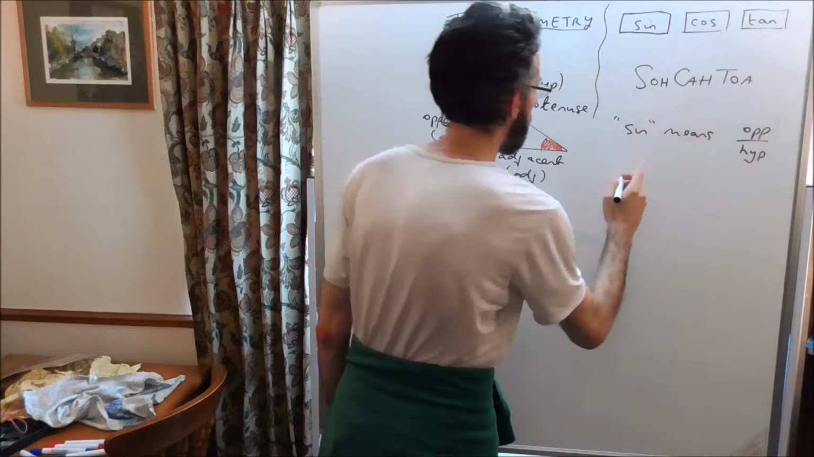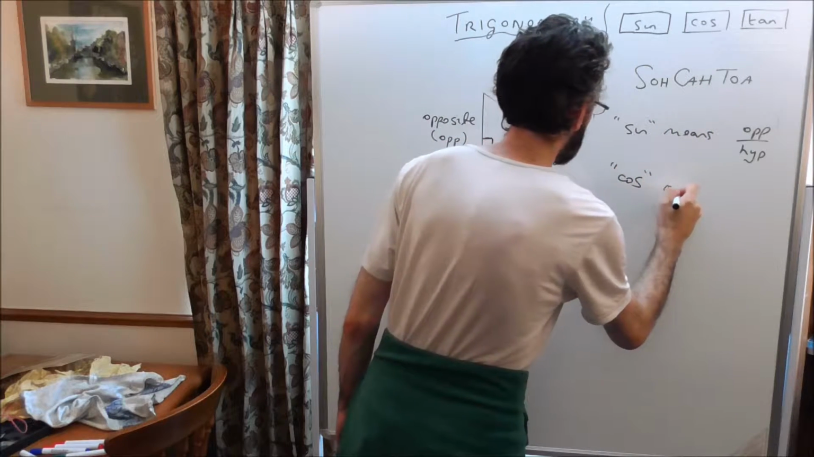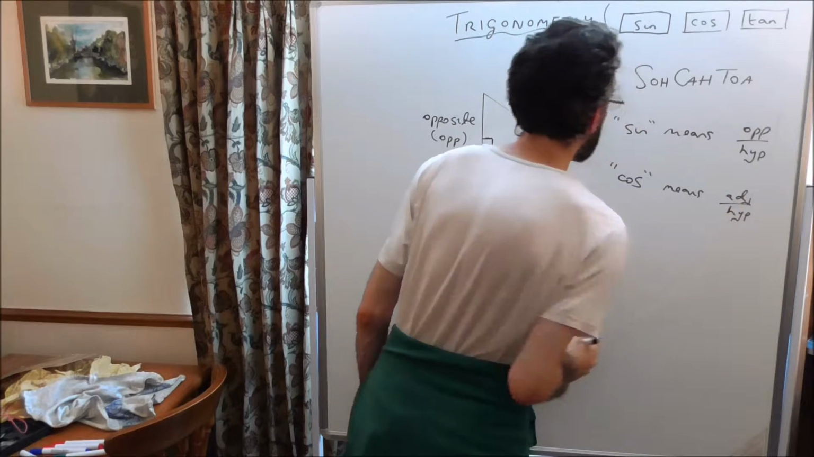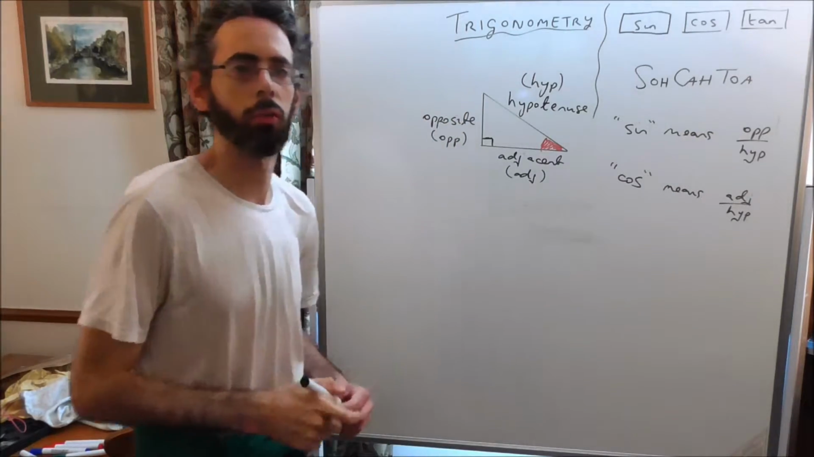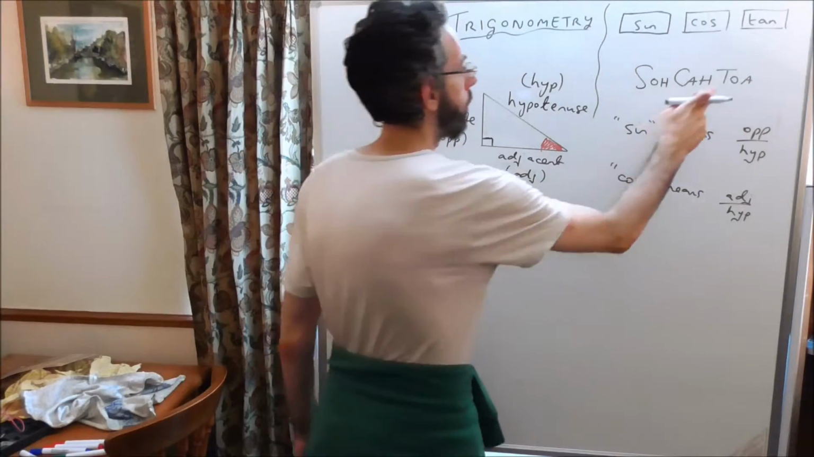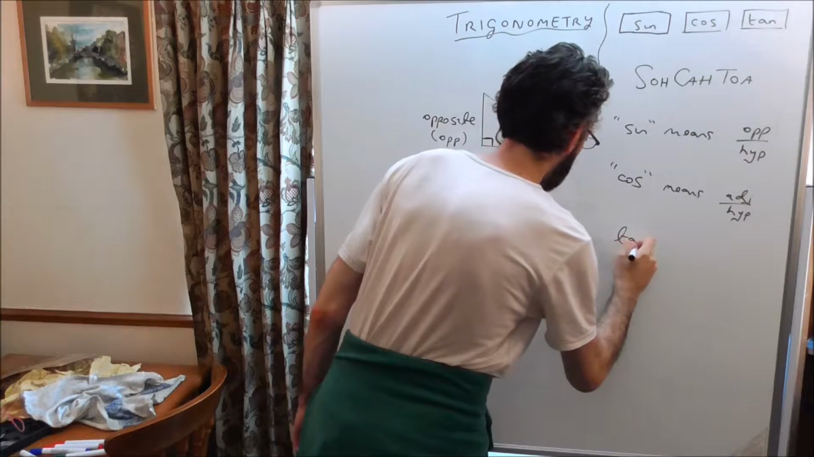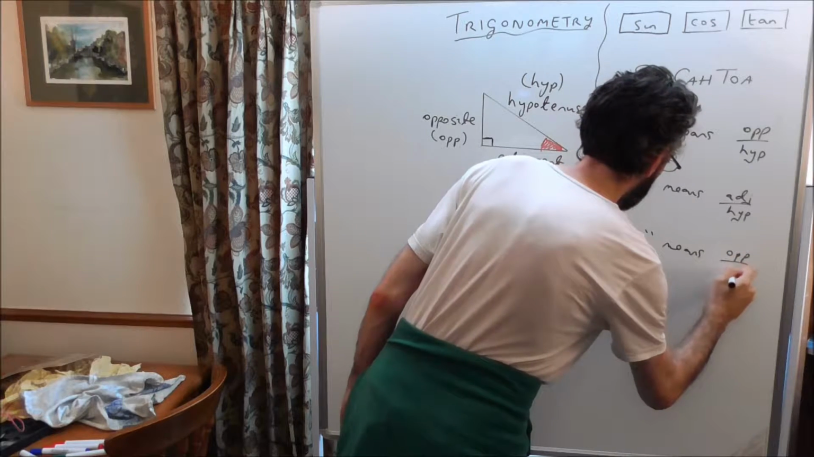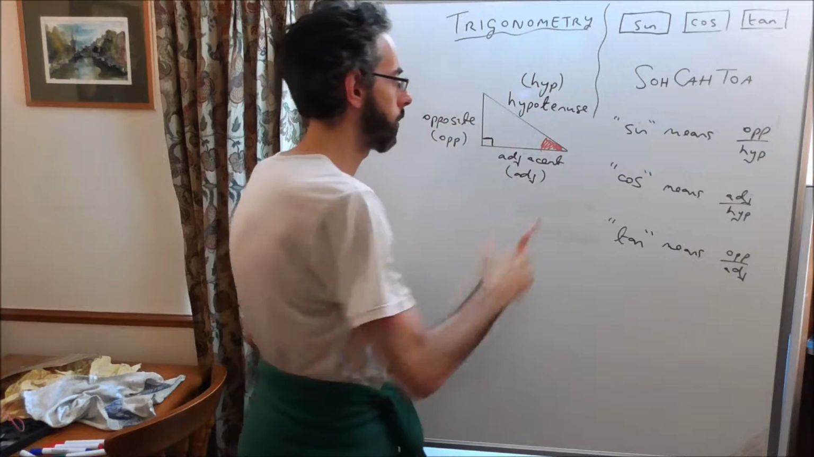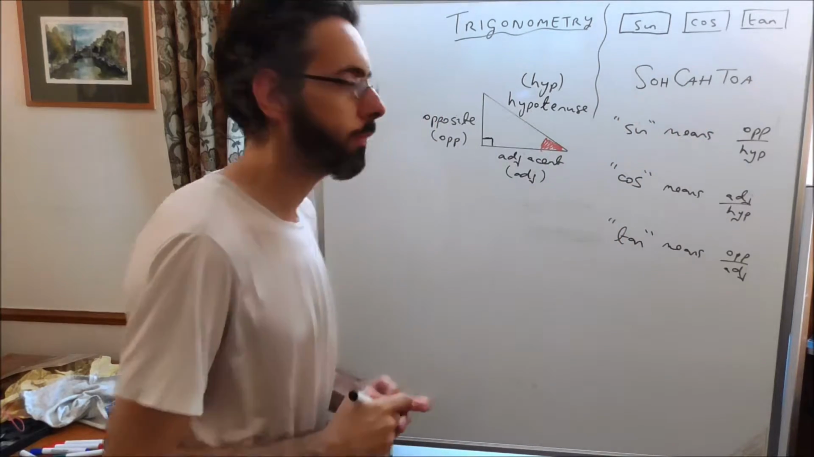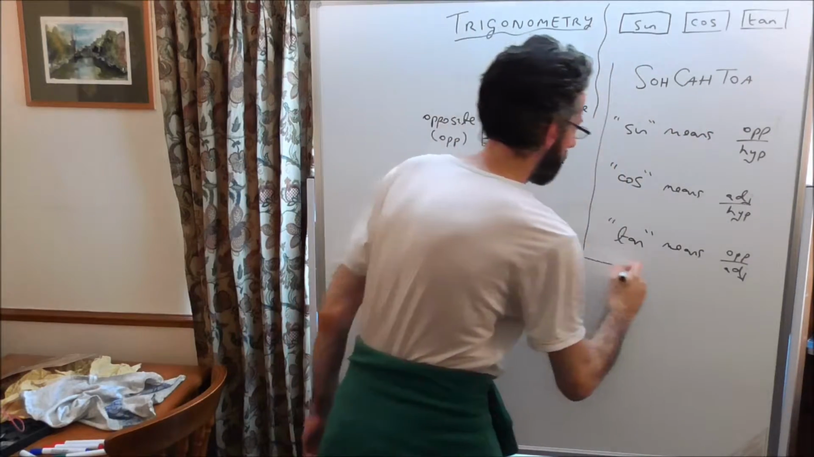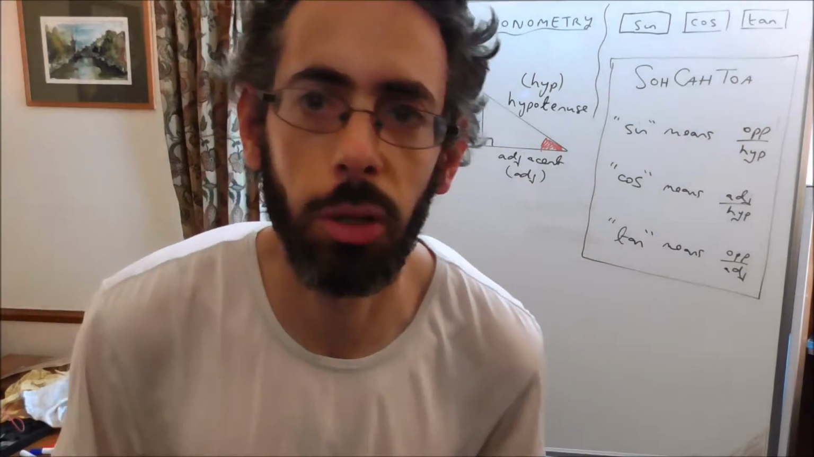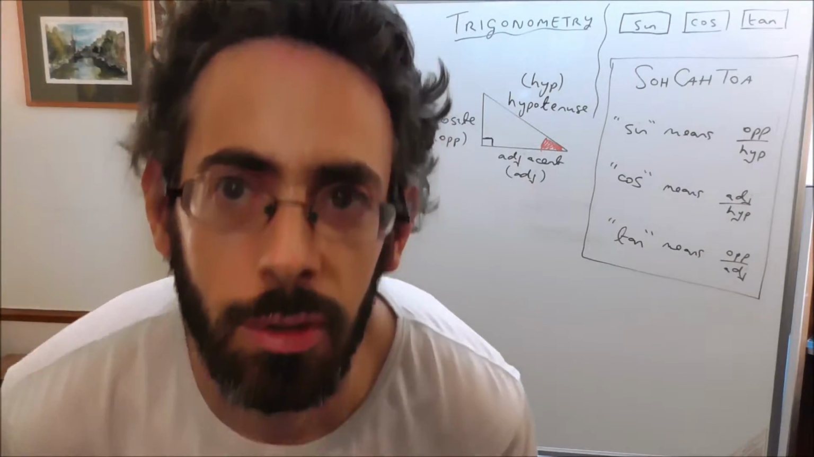Cos means adjacent divided by hypotenuse. And tan, what do you think that means? Well, it's just the opposite divided by the adjacent. Tan means opposite divided by adjacent. It's the opposite side divided by the adjacent side. So a way of remembering all of that is just SOHCAHTOA. Now, this isn't going to make any sense to you at the moment. So don't worry if it seems complicated. It will make more sense when we do our first example, hopefully.